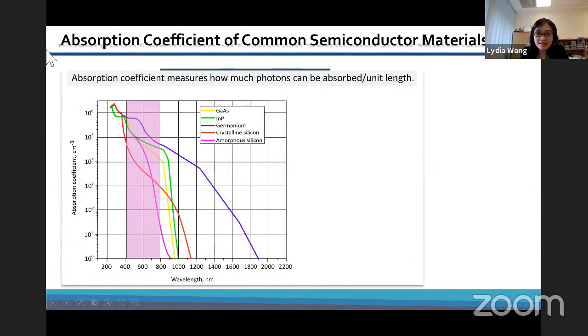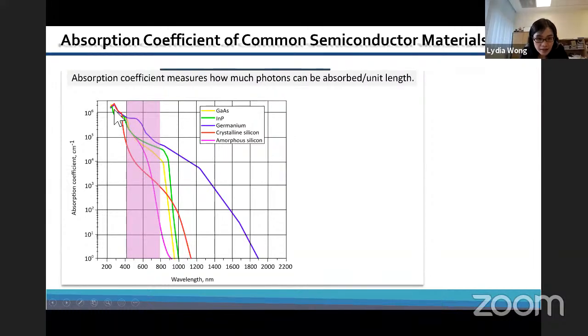The reason is there is another parameter, another factor that affects absorption, and this parameter is the absorption coefficient. What does absorption coefficient mean? This means how many photons can be absorbed per unit length. An example is in this graph. This graph shows the absorption coefficient of a material on the y-axis as a function of wavelength. The colorful lines represent different types of solar cell. The purple line here is germanium.